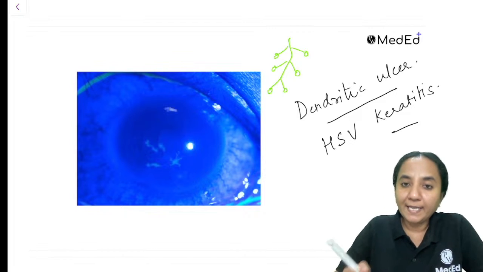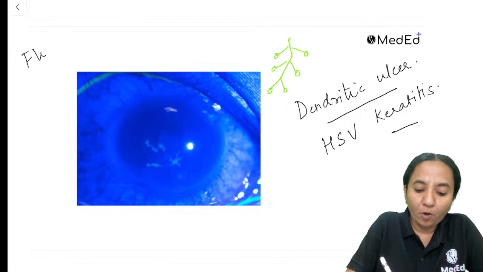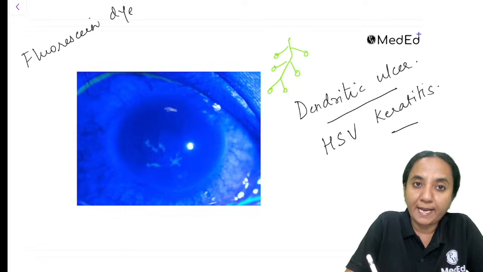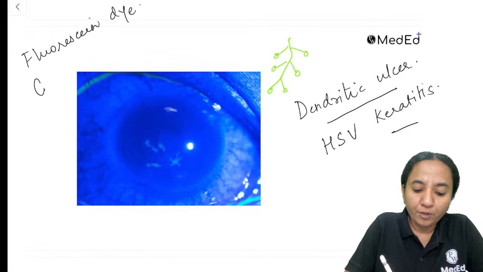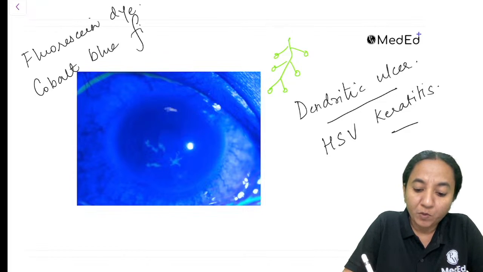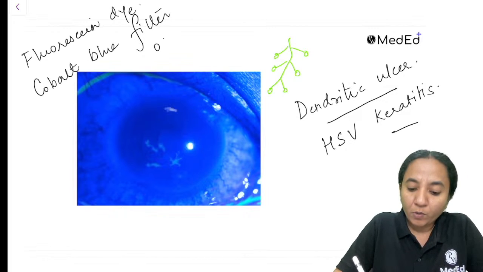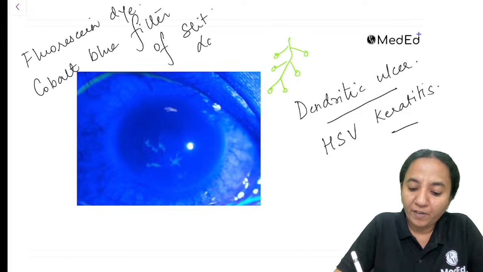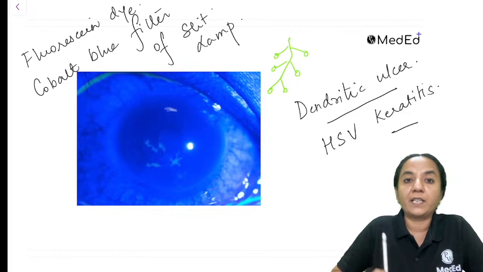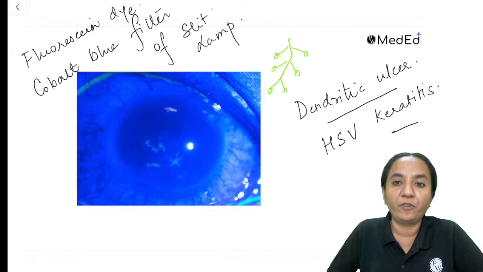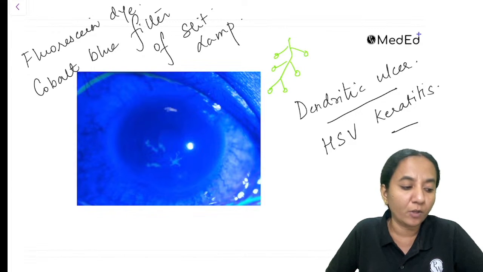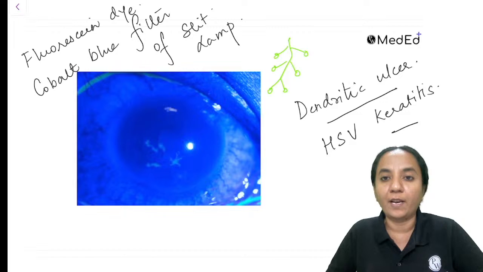See why it appears to be greenish: because the ulcer has been stained with a dye called fluorescein dye, and to get a good contrast we have put on the cobalt blue filter of the slit lamp. So this also can be asked: what is the dye used here? The dye used here is fluorescein dye, and what is the filter that has been put on here? The filter is the cobalt blue filter of the slit lamp. And what is the diagnosis? It is the HSV dendritic ulcer.